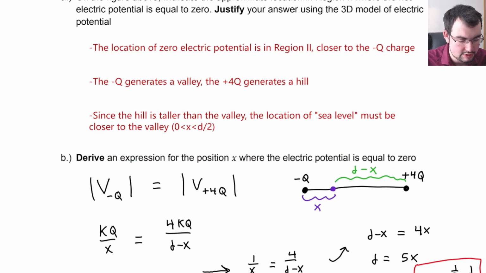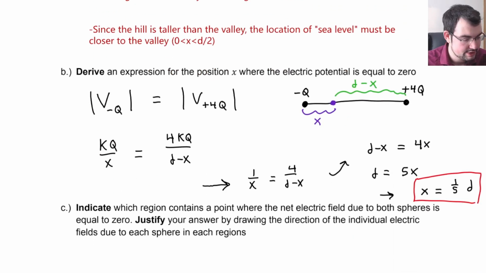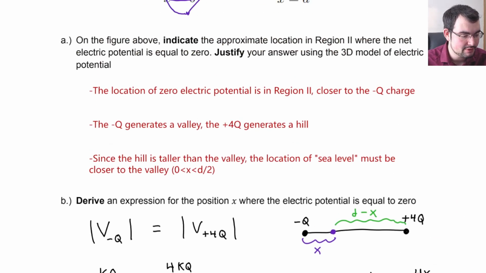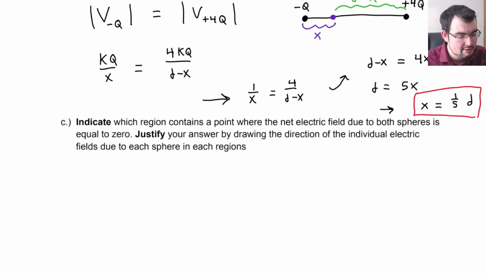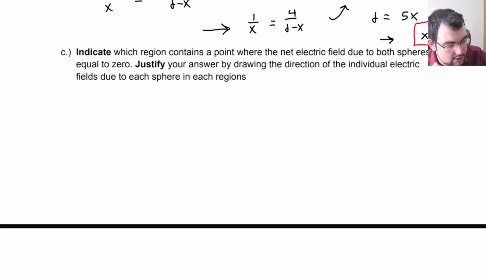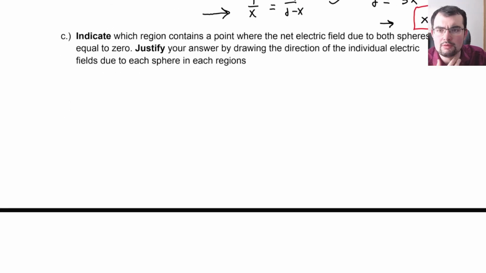The field version is actually much harder because there's some squareds to deal with. It's the same idea if the field's canceled in the middle, which they don't, right? Because the fields add. Indicate which region contains a point where the net electric field due to both spheres is 0. Justify your answer by drawing in both regions.